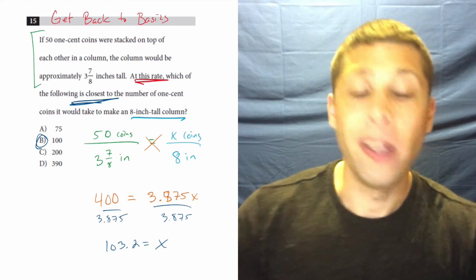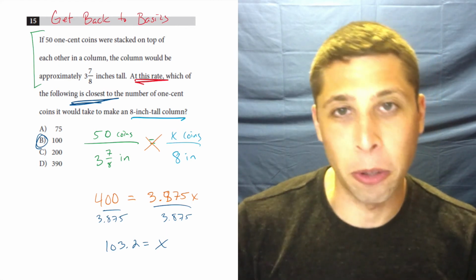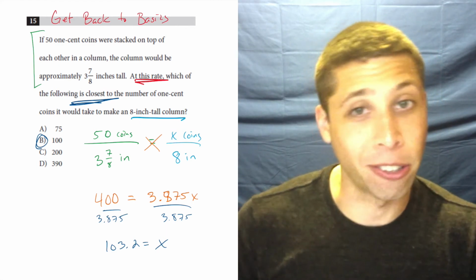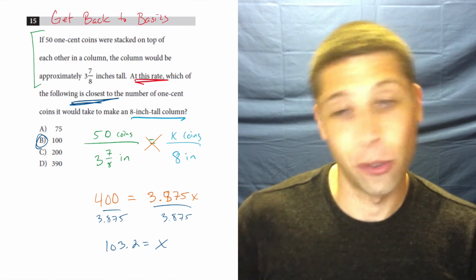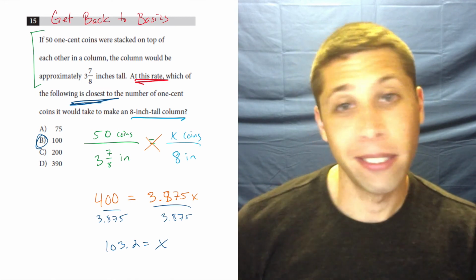It's still a ratio. We still set up two fractions. We still cross multiply, and then we're done. And the calculator takes care of all the weirdness for us. So just don't get intimidated. Do it the normal way, and you'll get your right answer.